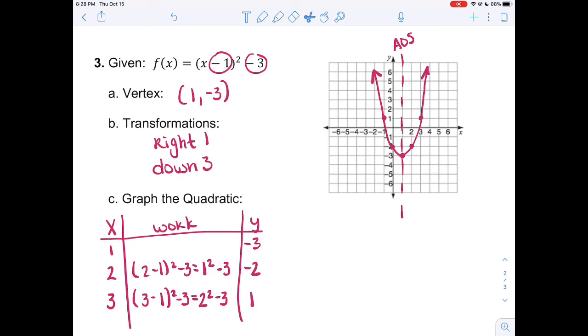So plotting those 3 points, 1, negative 3, 2, negative 2, and 3, 1, I'm able to fill in the right side of my graph. I identify my axis of symmetry as being the line right there at 1 that goes through my vertex, and so I can use that line to reflect and create the left side of my symmetric graph.